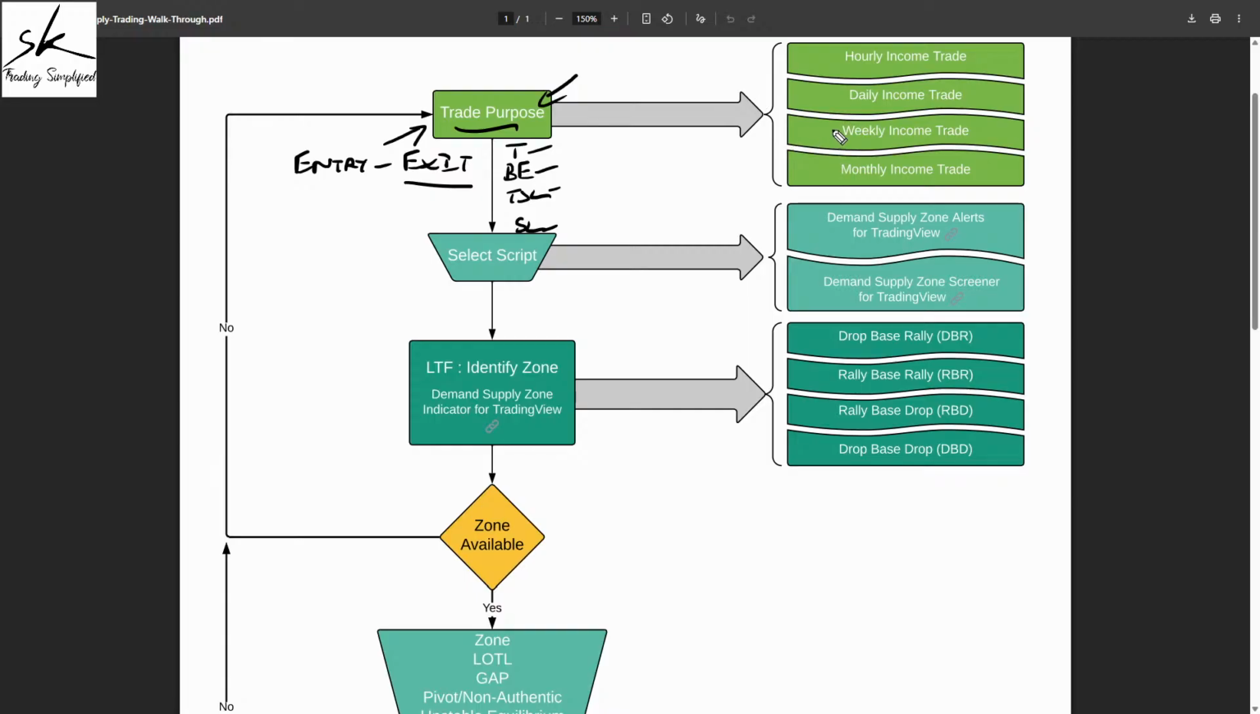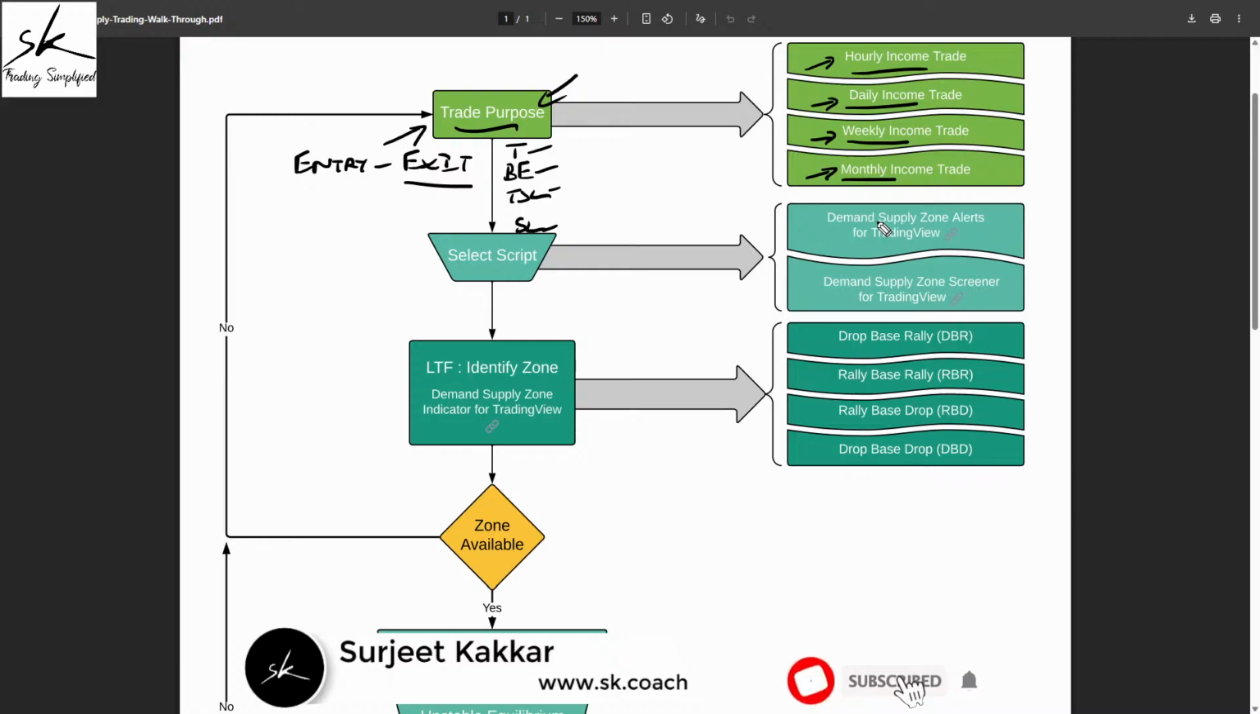So what I've done is I have divided these trades into 4 different purposes, and we call them the hourly income, daily income, weekly income, monthly income. Hourly income implies a trade where my expectation is that this trade can last for an hour or few hours. Daily income, a trade which can last for a day or few days. Weekly income, a trade which can last for a week or few weeks. And monthly income, a trade which can last for a month or a few months.